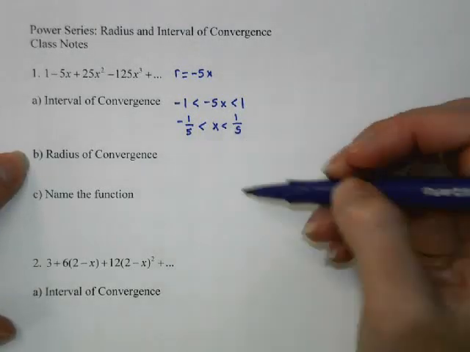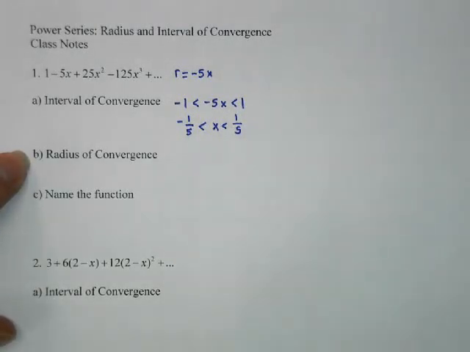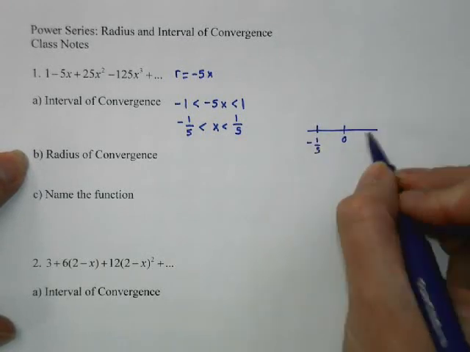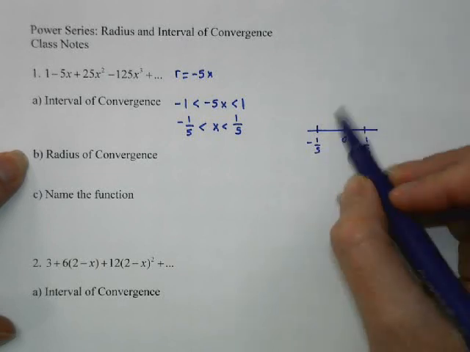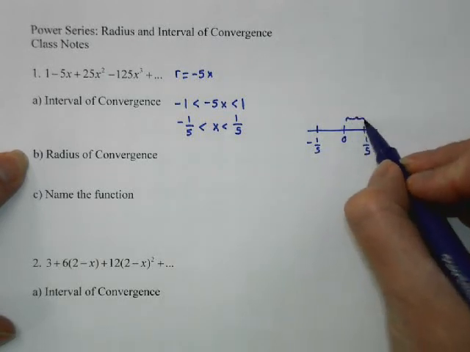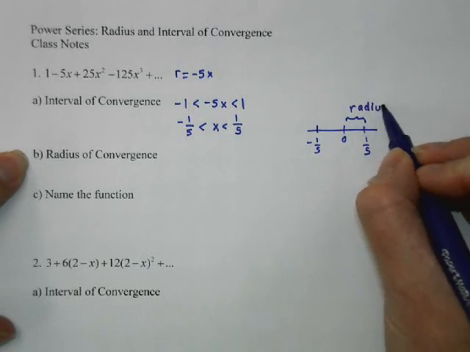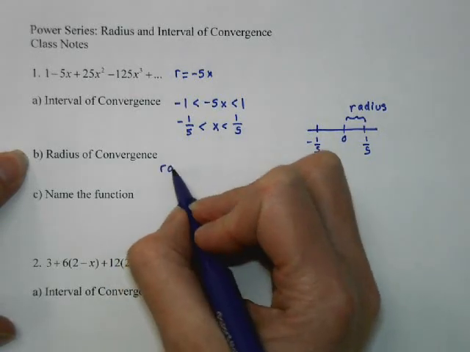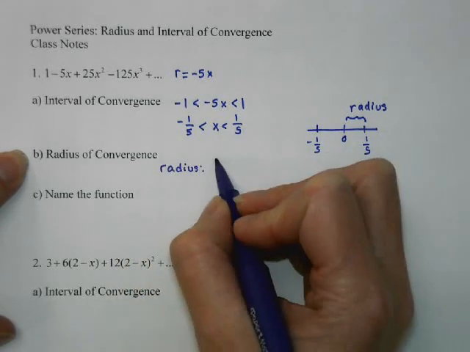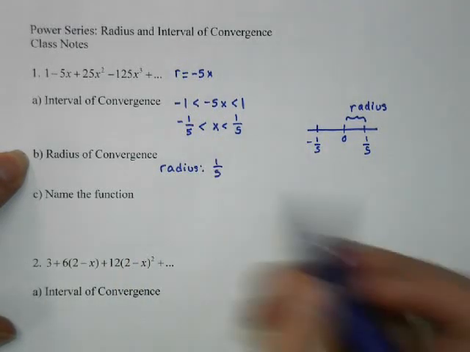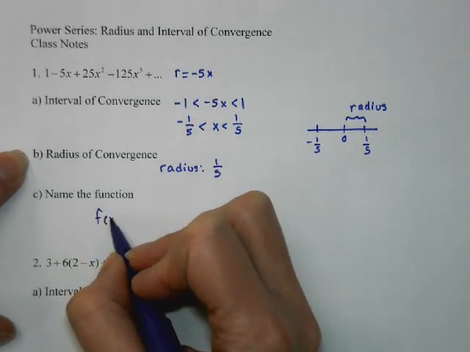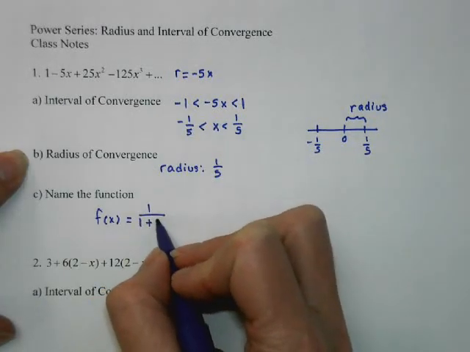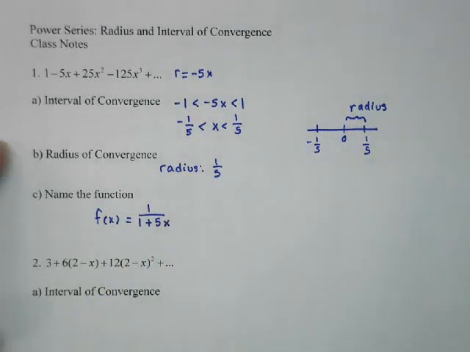That's our interval. The radius is going to be the distance from the center. So if I were to put this on a number line, we'd have 0, negative 1/5, positive 1/5. Just like in a circle, the radius is the distance here, or half the distance between the two. So the radius here is 1/5. Name the function, so a1 over 1 minus r. My a1 is 1, so we're going to have 1 over 1 plus 5x.